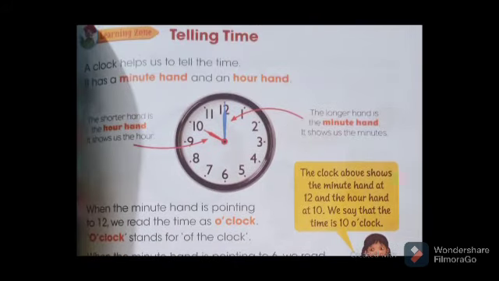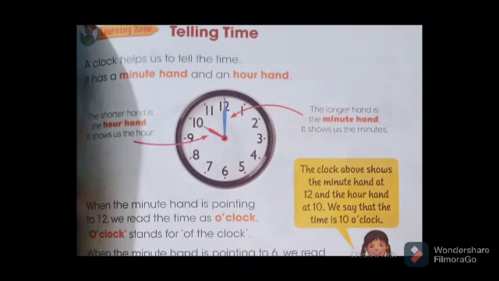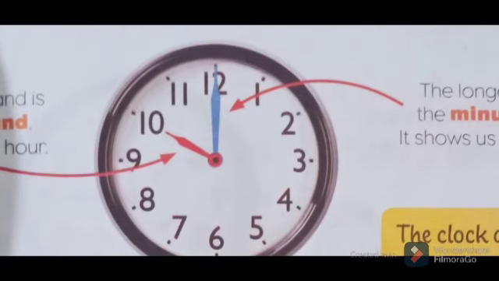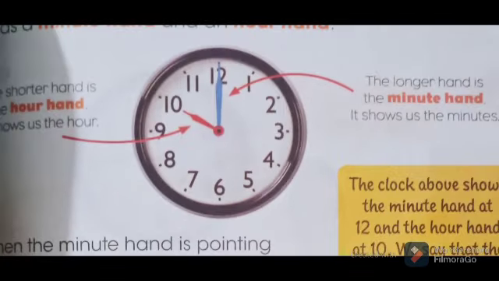As you can see, it has a minute hand. The longer hand is the minute hand. It shows us the minutes. That is blue. And it has an hour hand. The shorter hand is the hour hand. It shows us the hour. That is red.